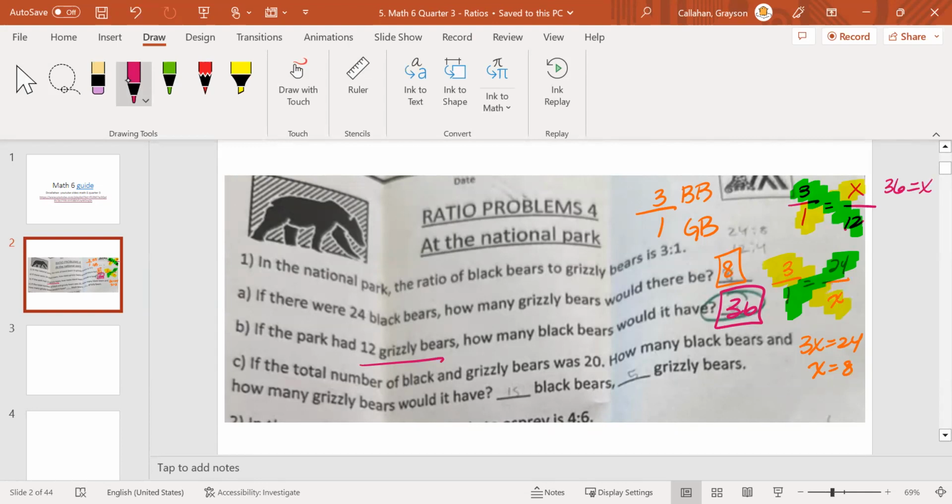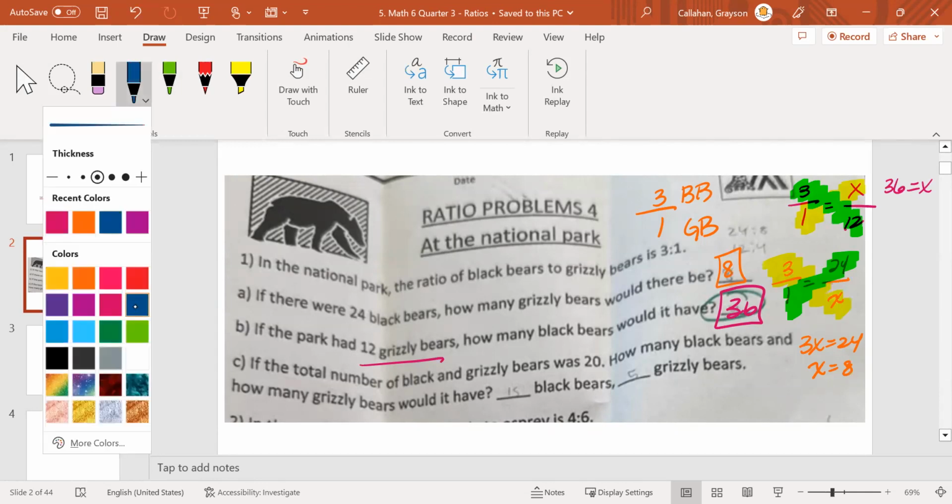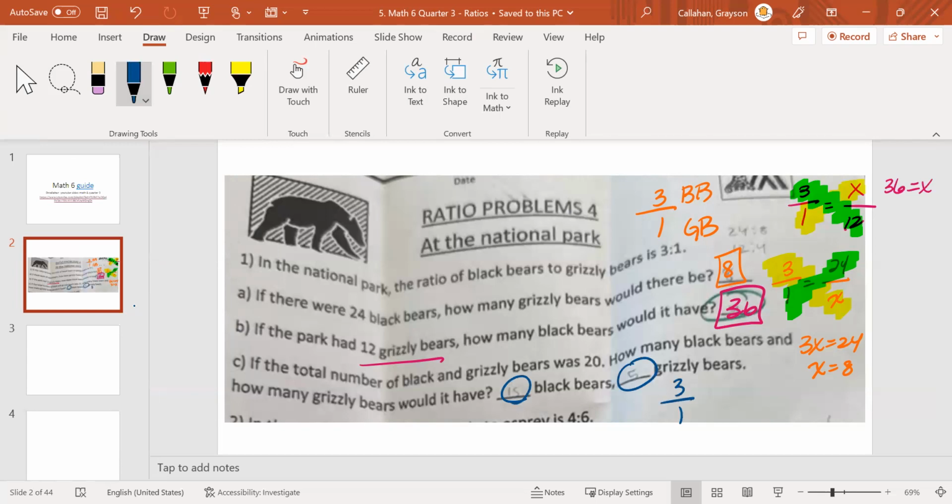If the total number of black bear and grizzly bear is 20, how many black bears and how many grizzly would it have? All right, so this part right here is good because we want to check it. 3/1 equals, right? Grizzly bear is on the bottom. Black bear is on top, right? So this is black bear. This is grizzly bear, right?